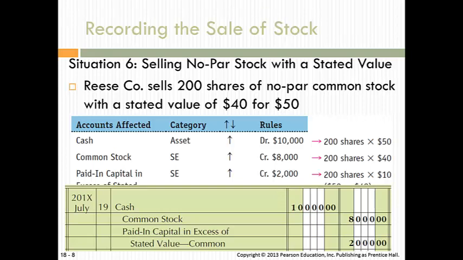To find the cash, we multiply the number of shares sold, which is 200, by the price per share, which is 50, for a total of $10,000. The amount credited to common stock in this case is the number of shares sold multiplied by the stated value of $40, which is $8,000. The premium, which is the amount paid above the stated value, is credited to the paid-in capital in excess of stated value account.